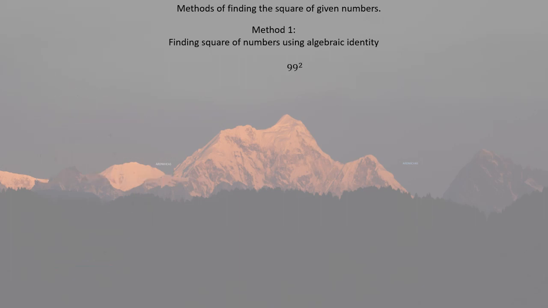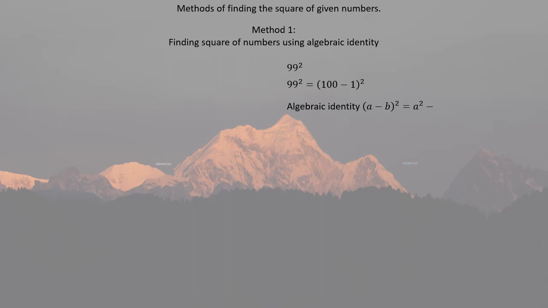Let us have a look at another number, 99 square. Suppose you are supposed to find out the value of 99 square. So again 99 square can be written as 100 minus 1. Previously we wrote 20 plus 1. Here we are writing 100 minus 1, because it's easy for us to find the square of 100 or 1.